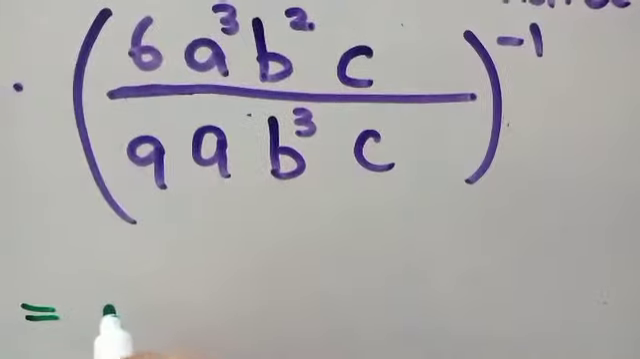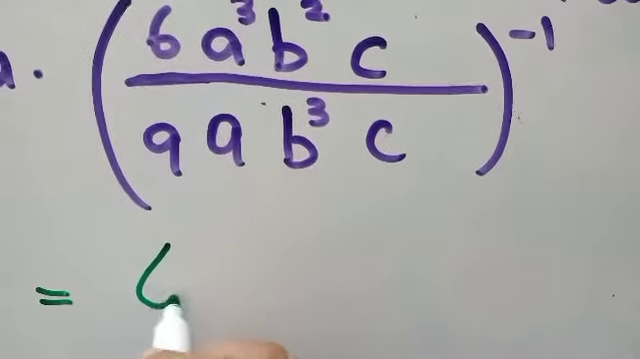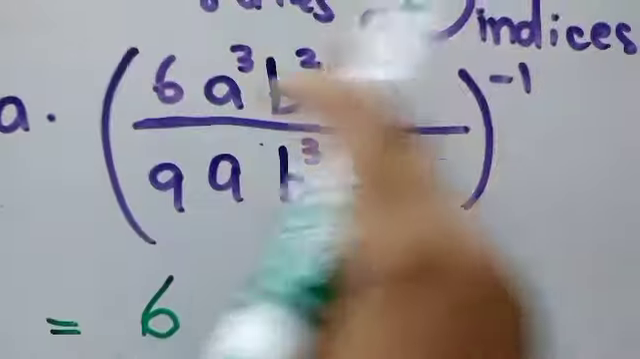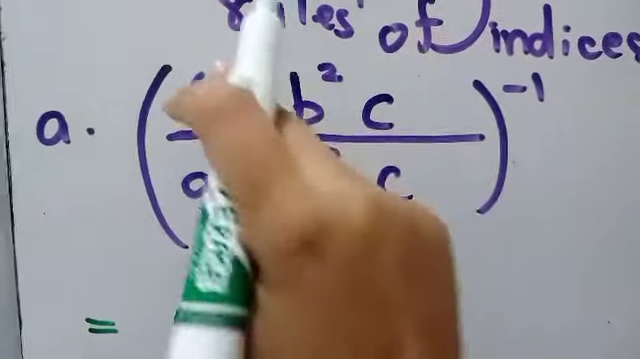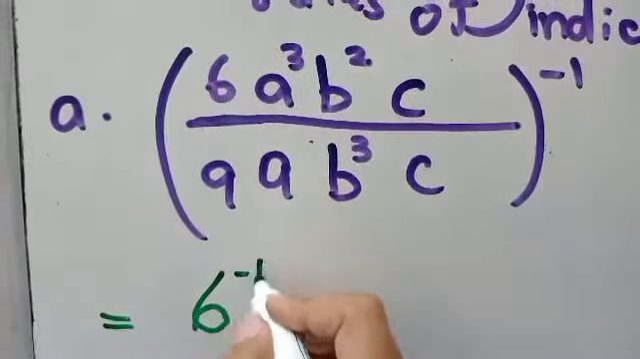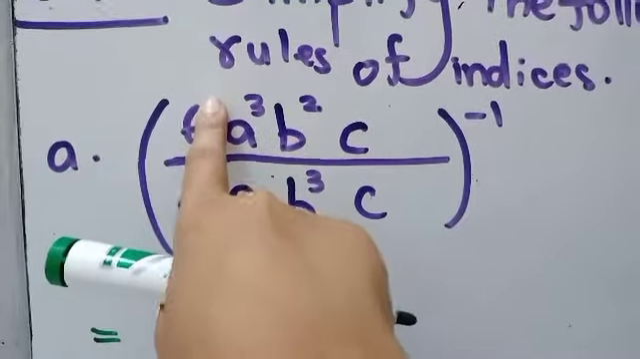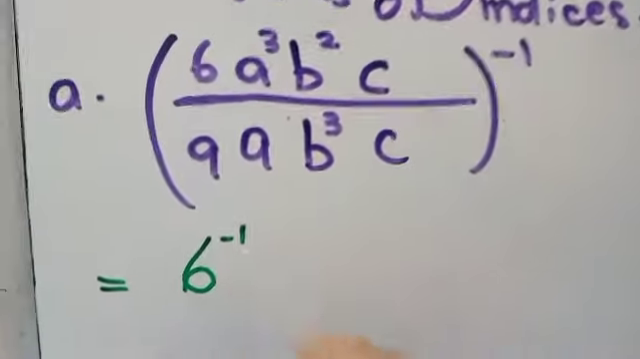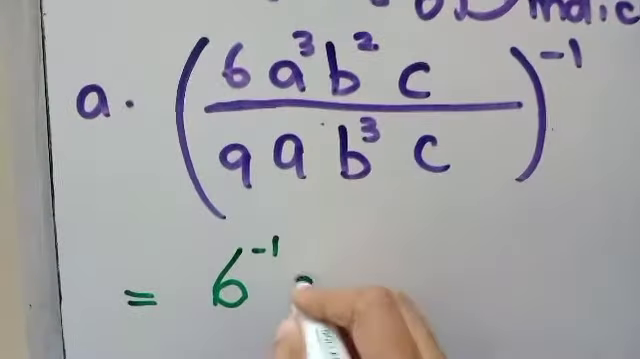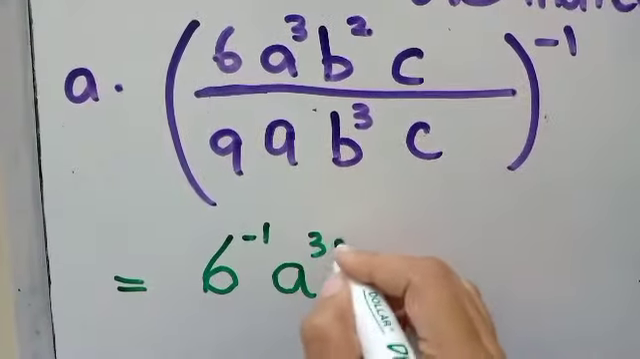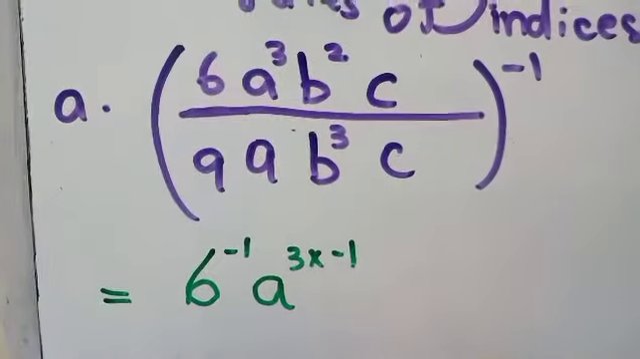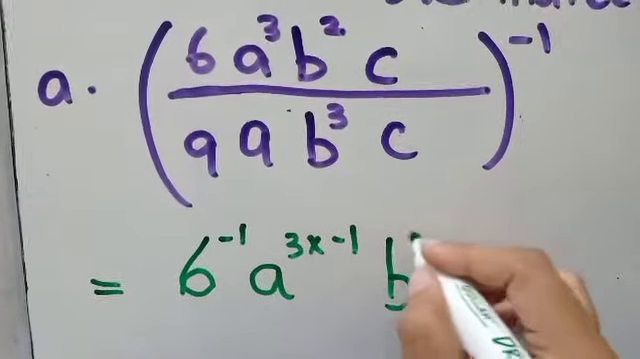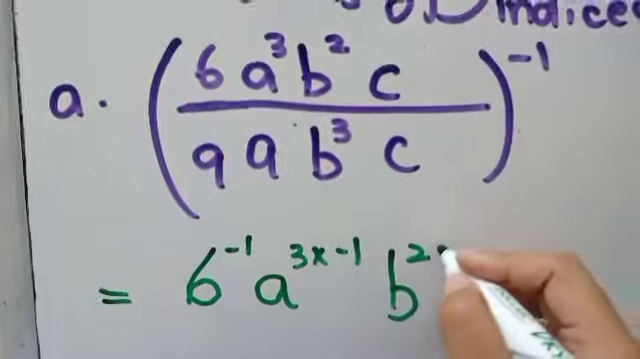Our question is 6. Which power is here? Minus 1. There is no power, so I can simply write minus 1. If you assume it's power 1, then 1 multiplied by minus 1 gives you minus 1. A cube multiplied by minus 1. B 2 multiplied by minus 1.